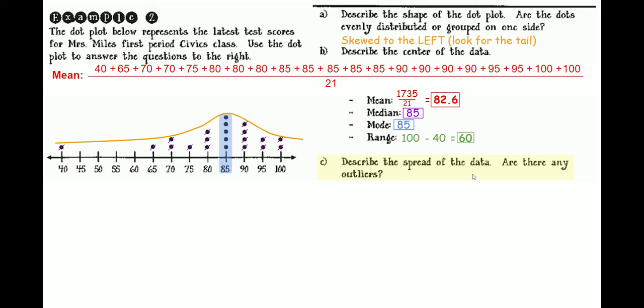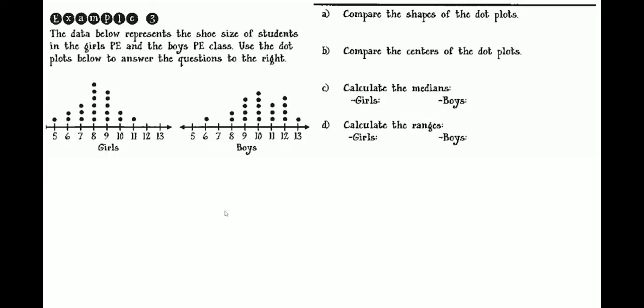So there is an outlier here. Most of the scores seem to occur right around here, but we have one piece of data which is a little bit out there. If you said 40, you are correct because this right here is kind of way out there. So an outlier is a number that doesn't fit the rest of the data. So 40 is the outlier. Go ahead and pause the video, write that down if you need to. And we're going to get to example 3 now.